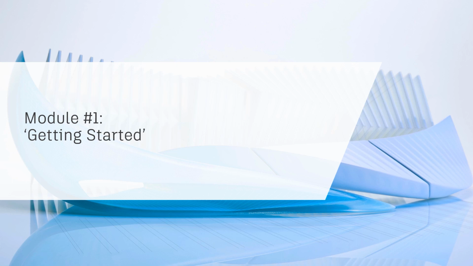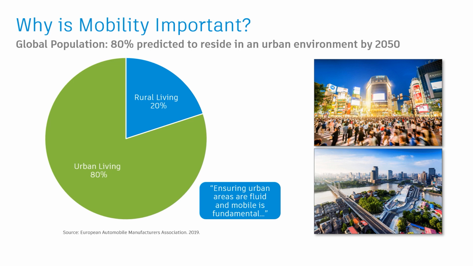Okay, so getting started, module 1. So why is mobility important at all? Well, it's predicted now that 80% of the global population by 2050 will reside in an urban environment. So that's really showing us that there's going to be a lot of crowded cities, and we need to find a way of all living together and moving around these cities in a safe and efficient manner.